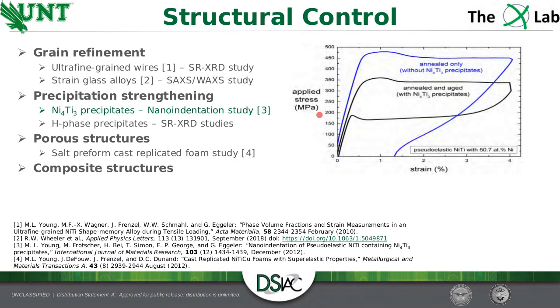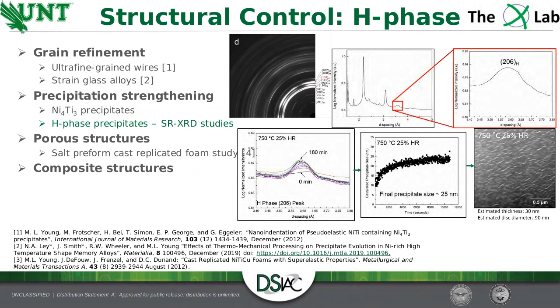I also look at porous structures and composite structures. I don't have time for that today, but I just mentioned that we do look at those things. Similar to the nickel-4 Ti-3, we look at H-phase precipitates. This highlights that we do a lot of work with the synchrotron, the Advanced Photon Source. For my PhD, I was funded by the APS, and I was basically a beamline scientist and ran a lot of experiments there, and I continue to do a lot of that work. There we can do combined techniques with diffraction, imaging, fluorescence, small angle, and wide angle.